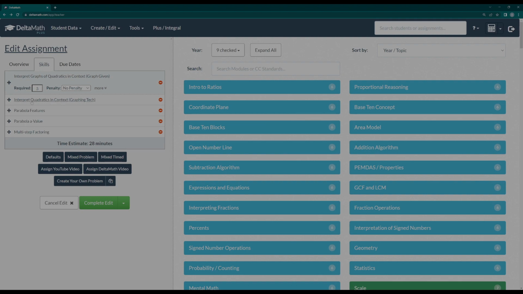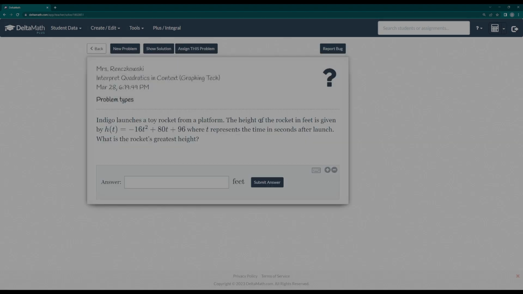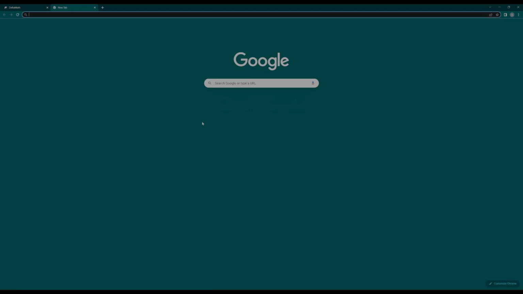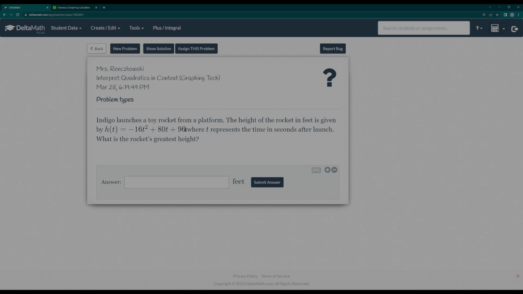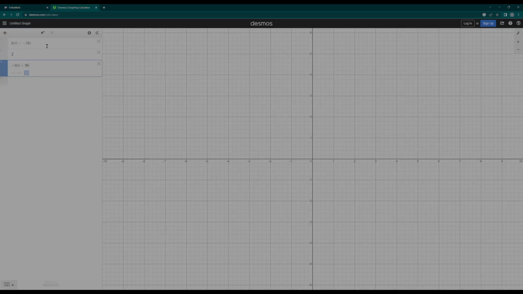Next is interpret graphs in context using graphing technology. So this is one where we're going to open up another tab and go to Desmos and open up their graphing calculator. So there is an equation here. I can just highlight, copy, go on my graphing calculator and paste it. It did not paste out very well. So what I'm going to do is I'm going to try to rewrite this equation.